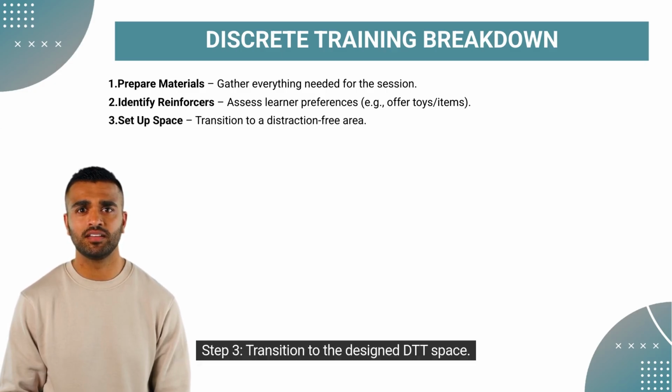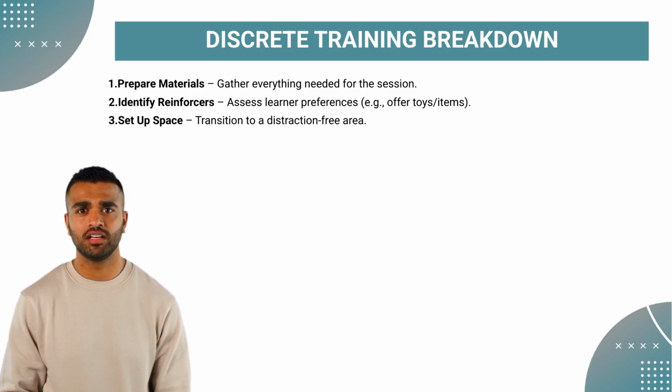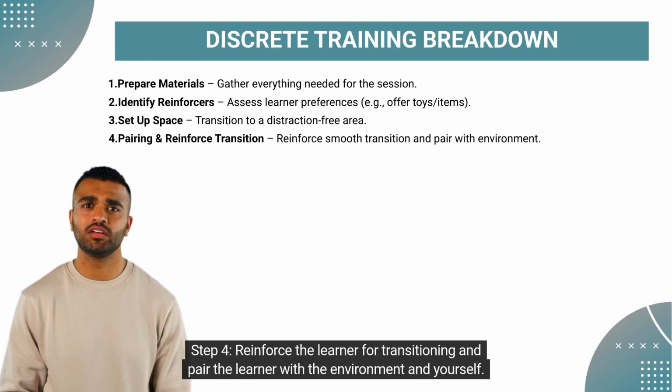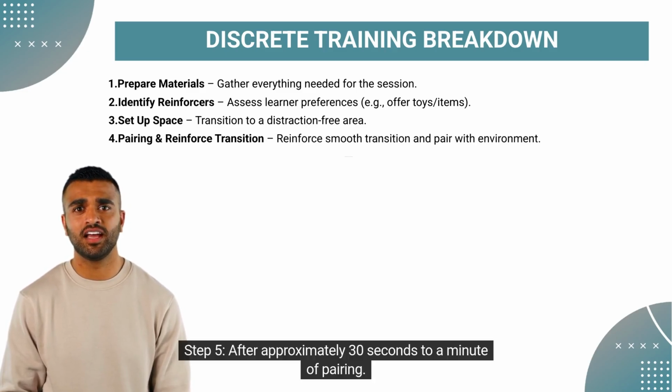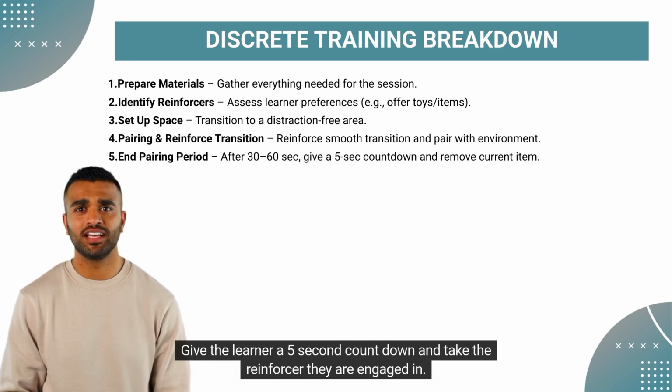Step 3: Transition to the designated DTT space. This should be a space that has little to no distractions around. Step 4: Reinforce the learner for transitioning and pair the learner with the environment and yourself. Step 5: After approximately 30 seconds to a minute of pairing, give the learner a 5-second countdown and take the reinforcer they are engaged in.